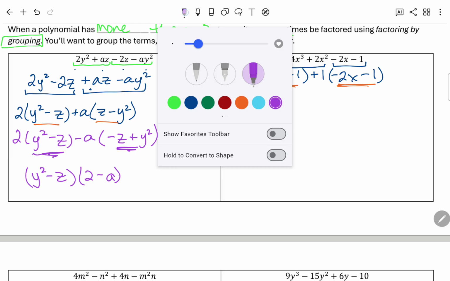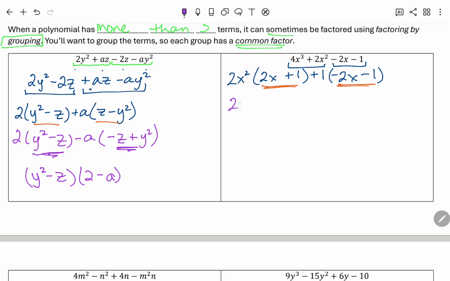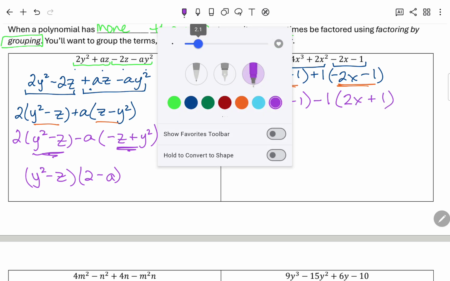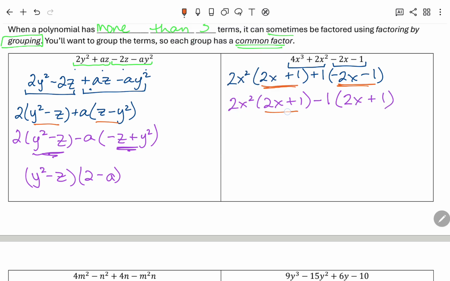And maybe you already saw it. I purposely wanted you to see this, right? 2x squared, 2x plus 1. Instead of pulling out a 1, let me pull out a negative 1. So that's going to leave me with 2x plus 1. And now I can see that these do match, right? Here they did not match, here they did match. Here they did not match. Here they did match. So I could proceed forward with this.